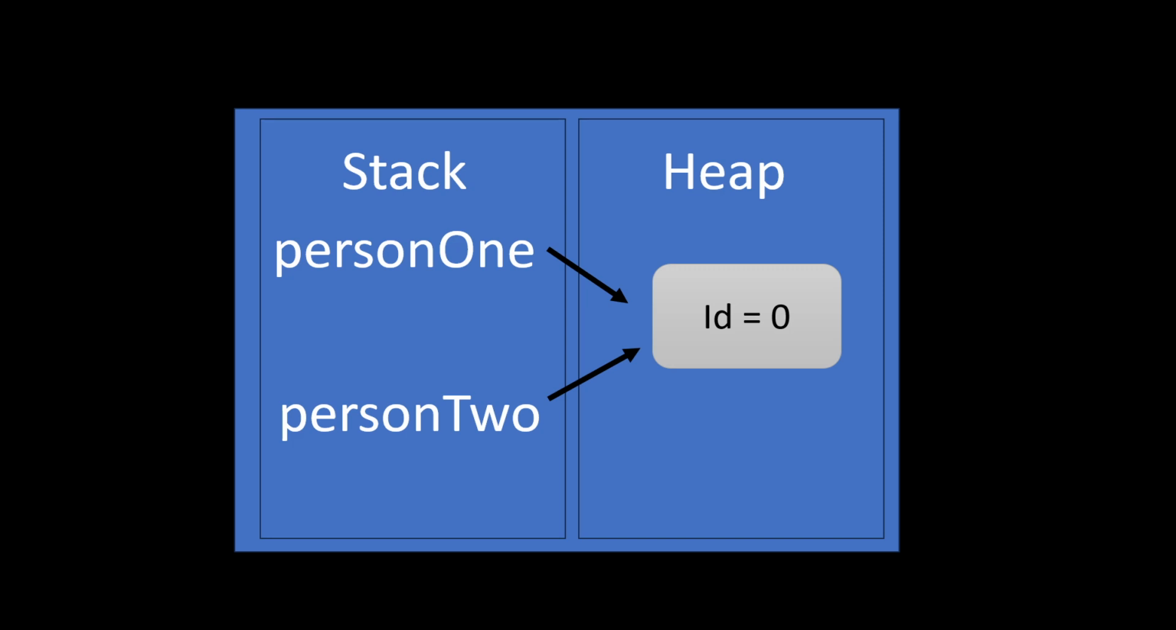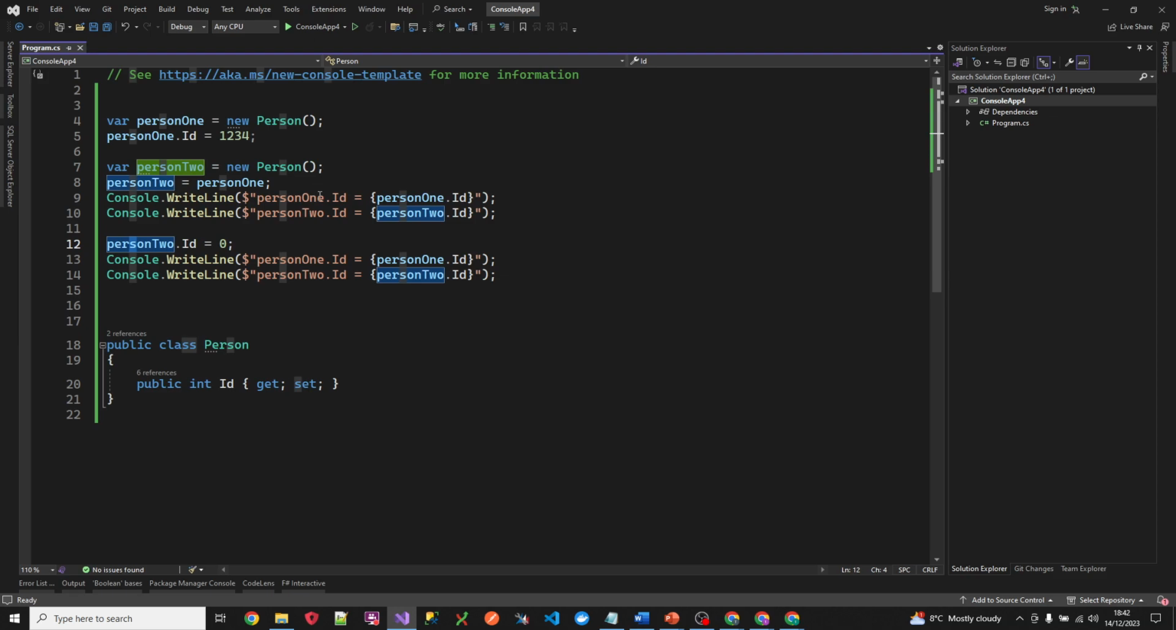So that pretty much says that value types like structs hold their value in memory, whereas classes are reference types, so they reference an object in the heap.